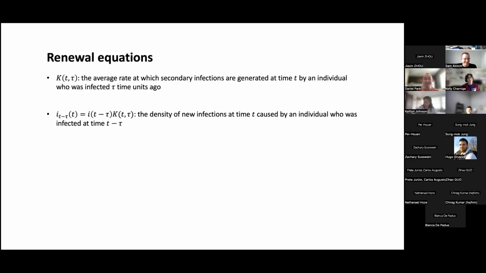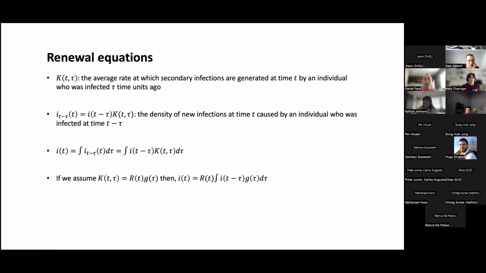Sorry, that is the density of new infections at time t caused by individuals who were infected at time t minus tau, and then integrating over the subscript, which is the time of infection. The subscript is when the infectors were infected, and the time in brackets, t, is the current time. So integrating over the time of the infector, we get this renewal equation.